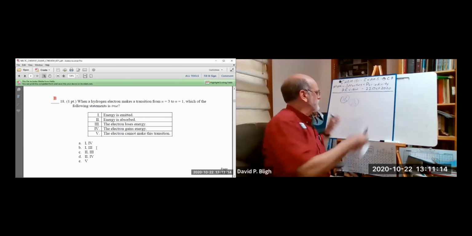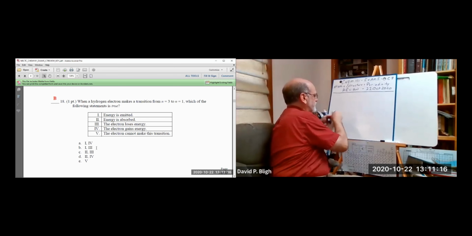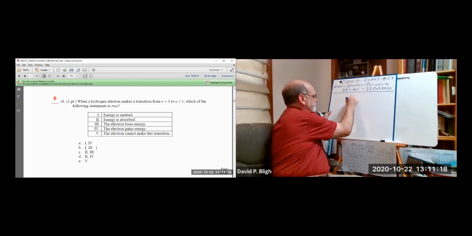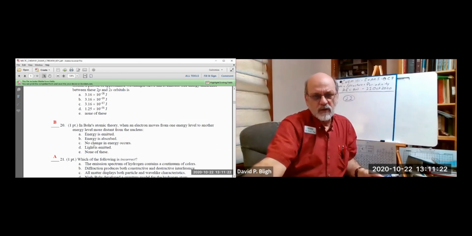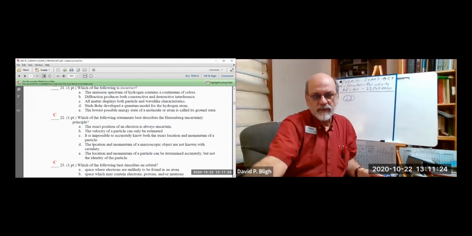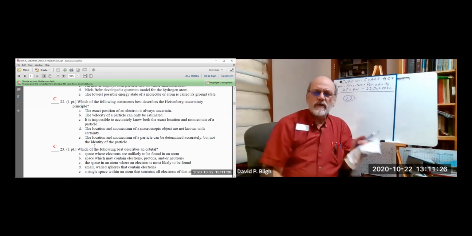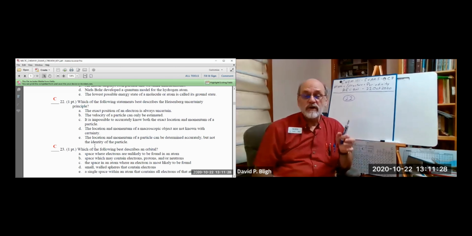How about 22? I just mentioned Heisenberg, so we should be able to knock this one out pretty quick. Which of these following statements best describes the Heisenberg uncertainty principle?